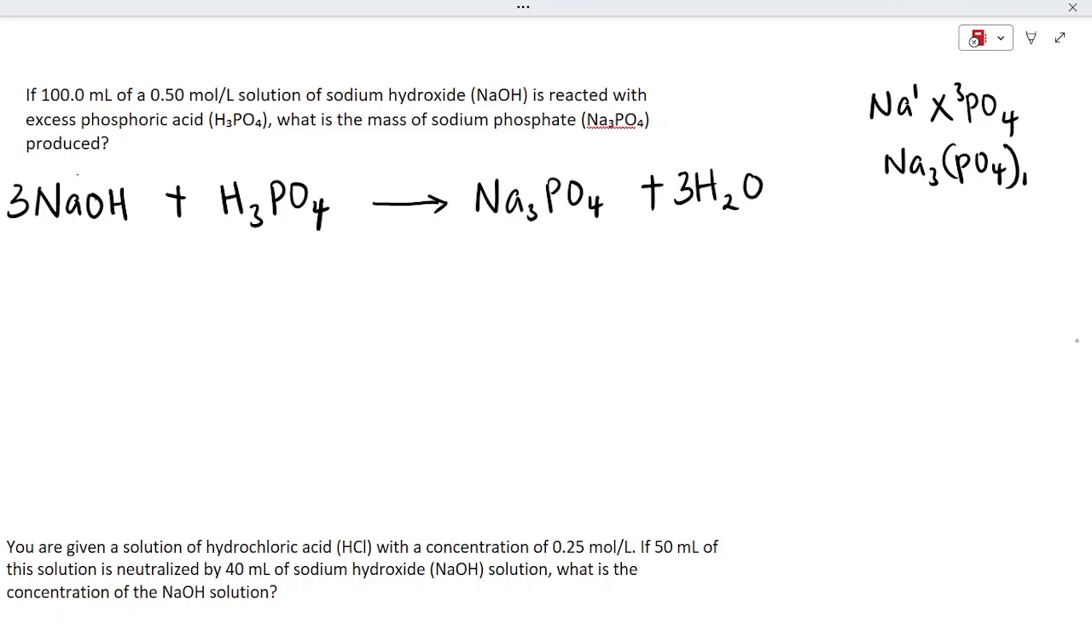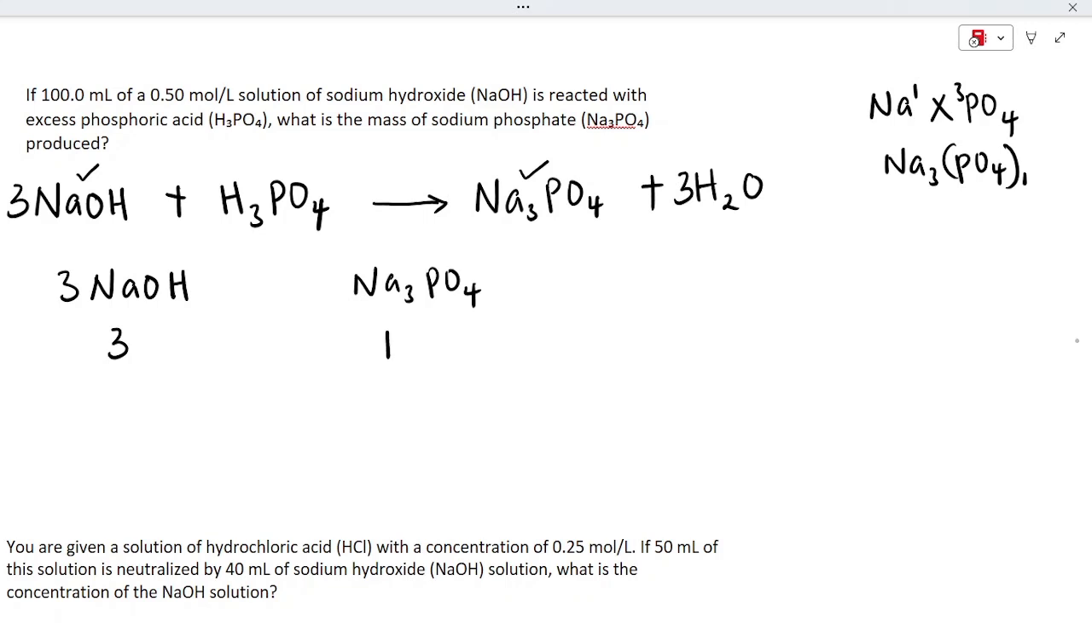Once again, our limiting reagent is sodium hydroxide, and we are asked to calculate for sodium phosphate. So we simply go exactly the way I've been doing it since. 3 moles of sodium hydroxide, and we are dealing with sodium phosphate. So now we simply get the number of moles. Sodium hydroxide is 3 moles, and in this case, it is 1 mole.